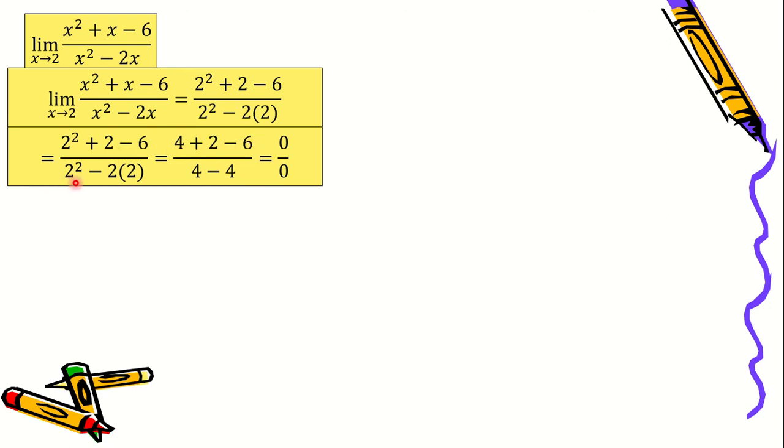And then 2 squared here in the denominator is also 4. Minus 2 times 2 is 4. So 4 plus 2 is 6. Minus 6 is 0. Divided by 4 minus 4 is also 0. So we have the indeterminate form 0 over 0, which means that L'Hospital's rule can work in this problem.